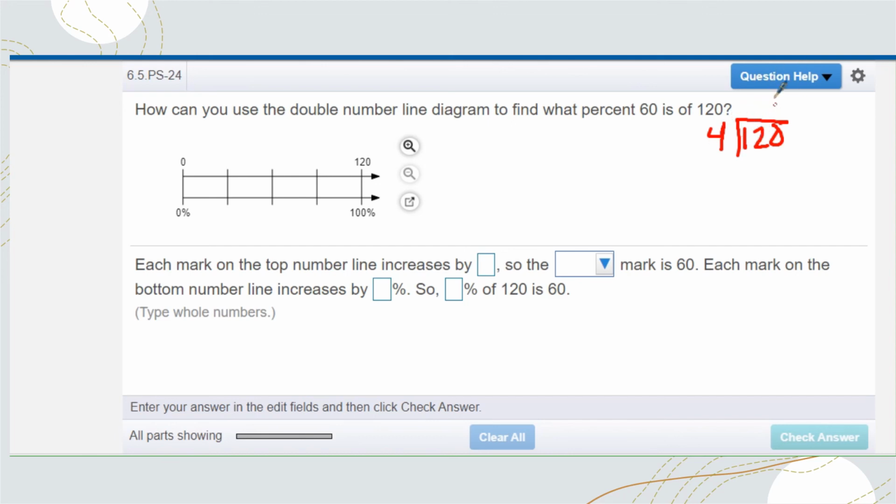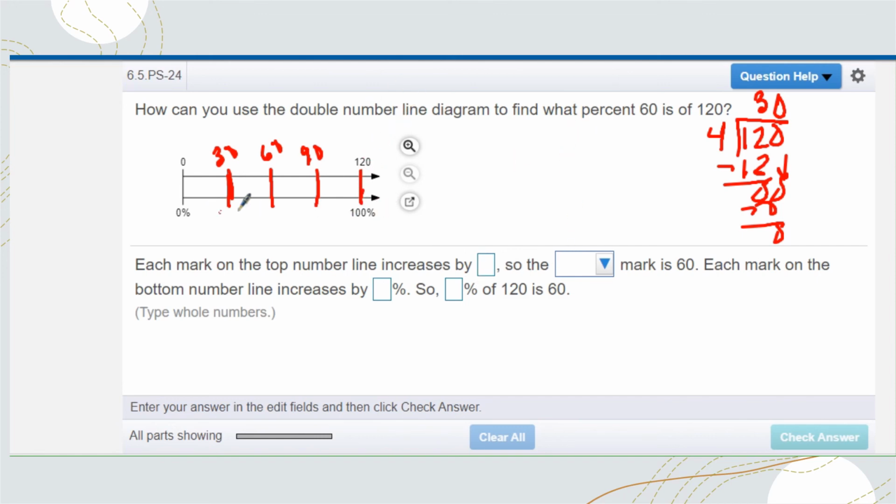So 4 goes into 12, 3 whole times, 3 times 4 is 12. Bring down my 0. So we can conclude that each section is worth 30. So if I have 30 one time, that's going to be 30. If I have 30 two times, that's going to be 60. If I have 30 three times, that's going to be 90. And if I have 30 four times, that's going to give me 120, my whole.